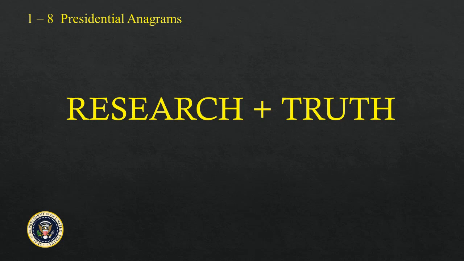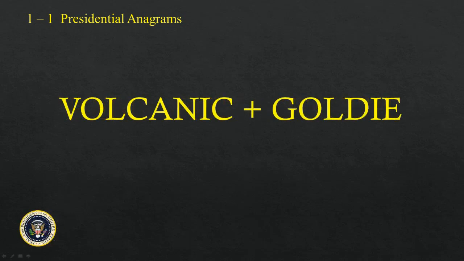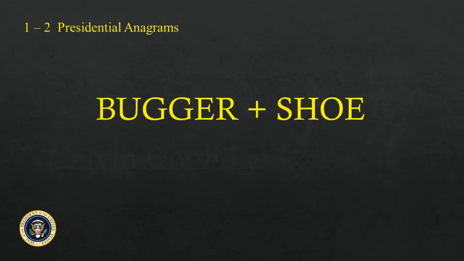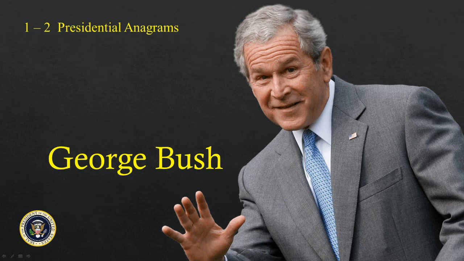So let's go back and review and see how you did in the category Presidential Anagrams. The first one that we had, if you'll recall, was Volcanic Goldie. Well, that would be Calvin Coolidge. Calvin Coolidge. Bugger shoe, when you rearrange those letters, you get George Bush. There he is smiling at you.